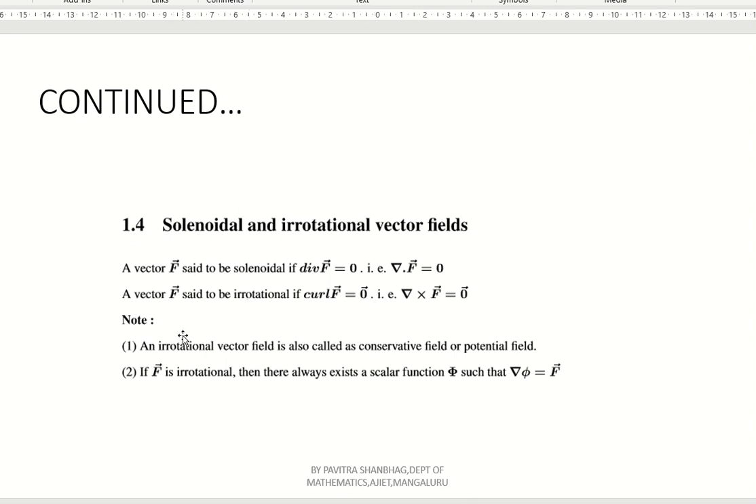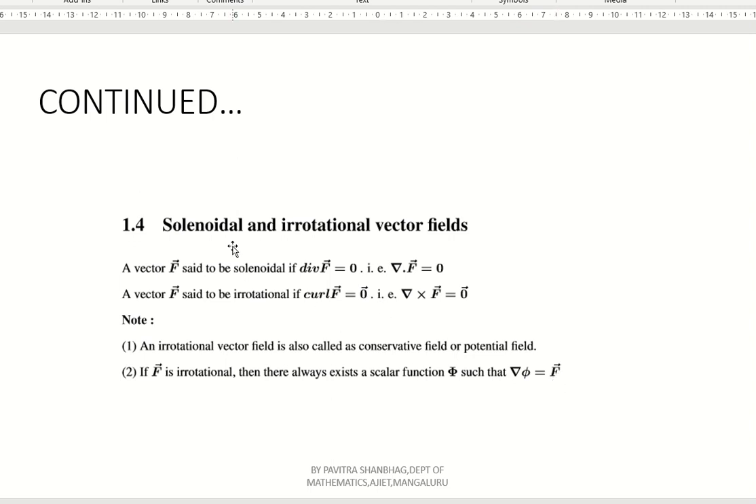Again we have mentioned in the note, an irrotational vector field is also called a conservative field or potential field. And second, this is a very important note: if the vector f is irrotational or potential or conservative force field, then there always exists a scalar function phi such that del phi equal to vector f. Del phi is again the gradient of phi. So gradient phi itself we have to equate to the given vector function vector f.